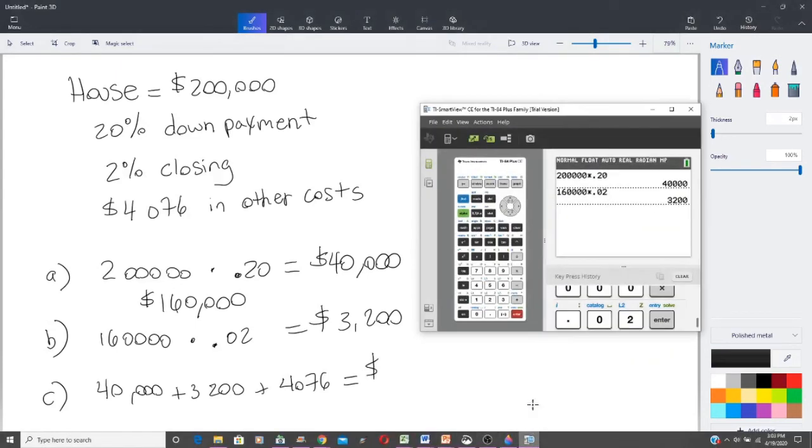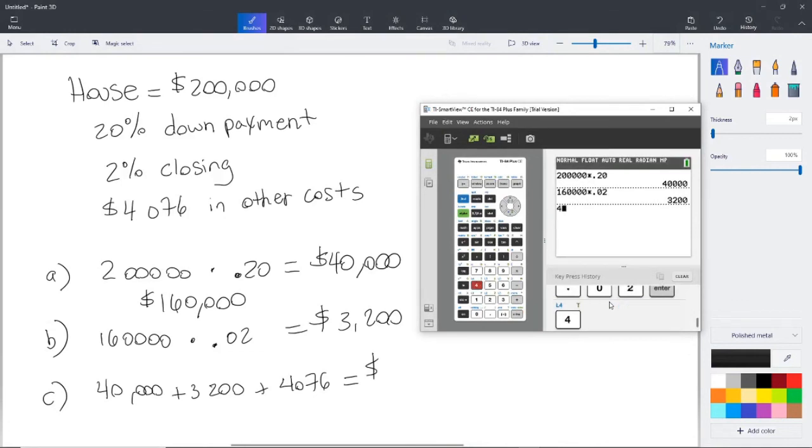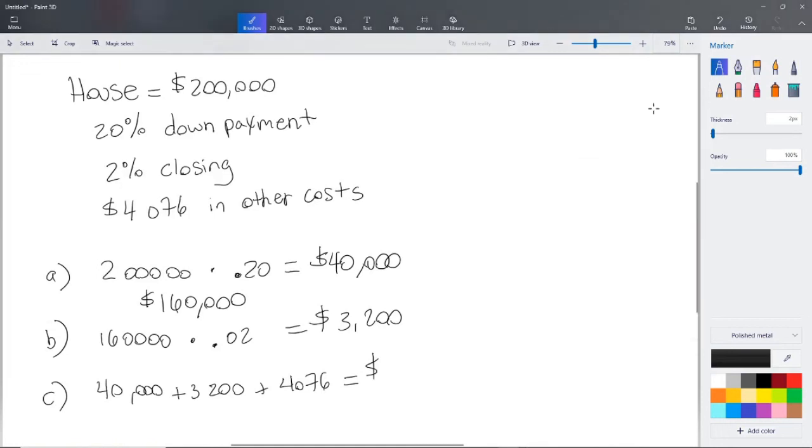Let's bring our calculator up and see what we've got here. We've got the 40,000 plus the 3,200 plus the 4,076 in other costs. So it tells us we need $47,276. That's kind of a lot of money, especially for a house that only costs $200,000. So that's a lot of things we're bringing there. We better make sure we have our act together if we're going to show up with this kind of money for the closing.